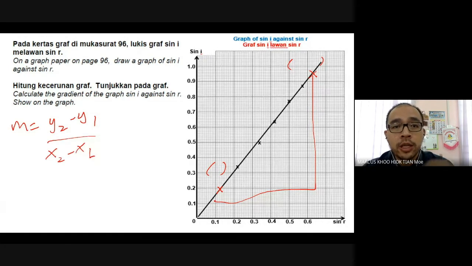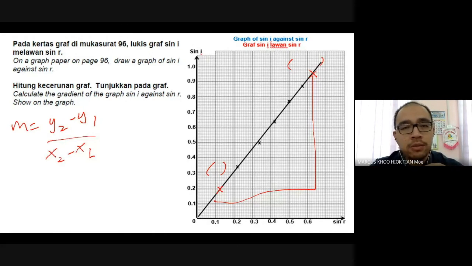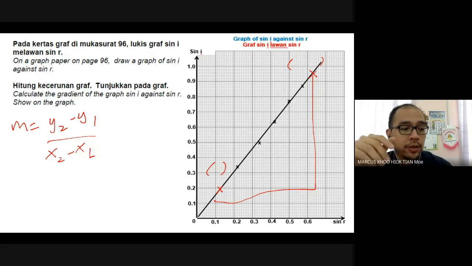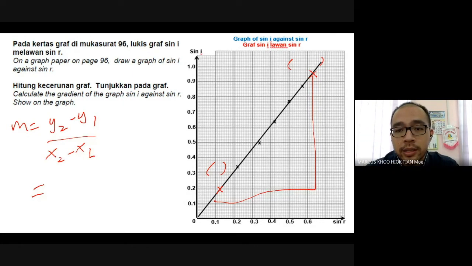I'm going to give you 5 minutes to calculate the gradient. 10 minutes is too long to calculate a gradient. And then after that, I want you to put the value of your gradient into our Telegram group. Just write down how much your gradient is. m equals how much? Two decimal places is enough. In 5 minutes, I want to see all the values of the gradient.